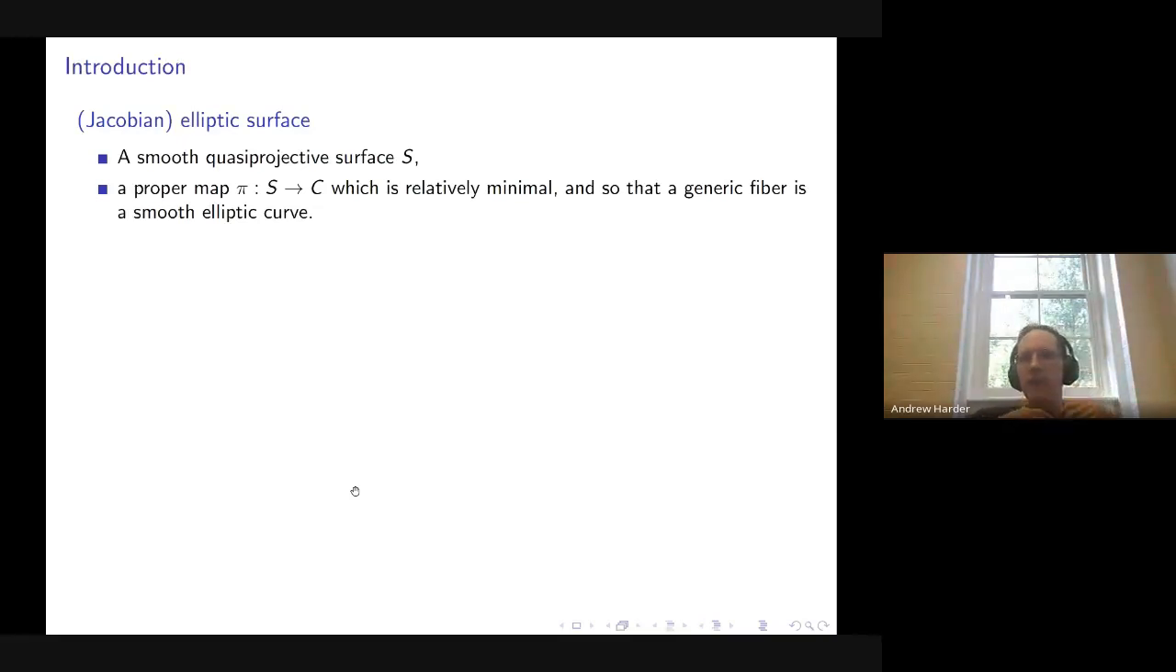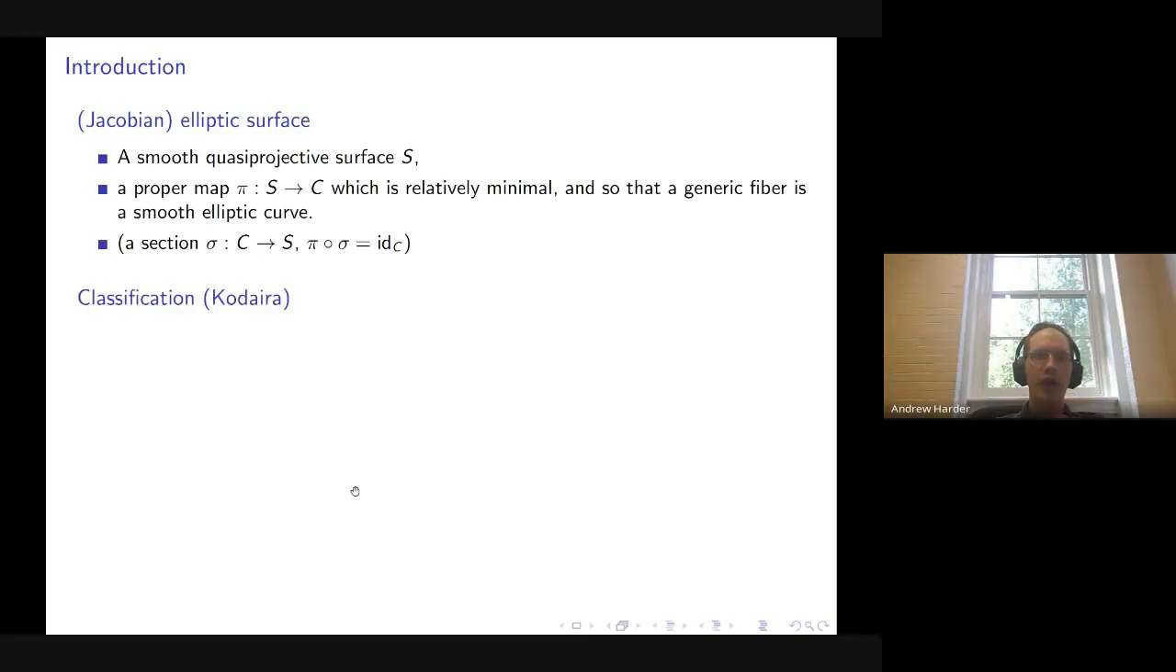So these things don't need to be themselves minimal. If you think about a pencil of cubic curves inside of P2 and blow up the 9 points in the base locus, this won't be minimal, but it will be relatively minimal with respect to the map to P1 that you get from all of this. So this is an elliptic surface. If you want it to be a Jacobian elliptic surface, you require that there's a section. This is just a map from the curve to the surface, so the composition is the identity. Okay, so this is elliptic surfaces.